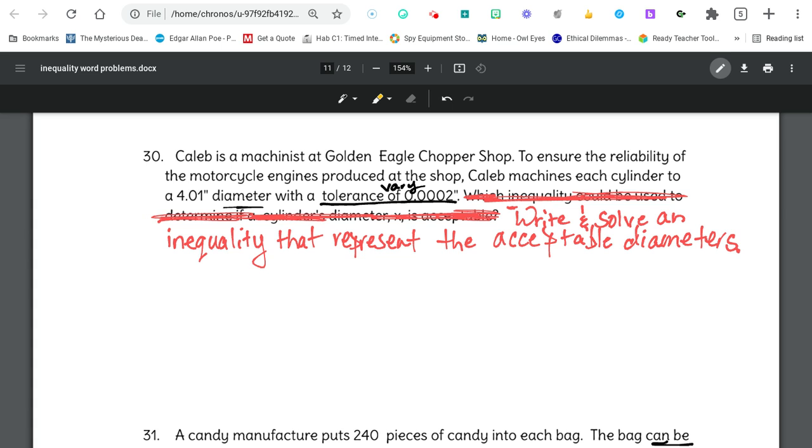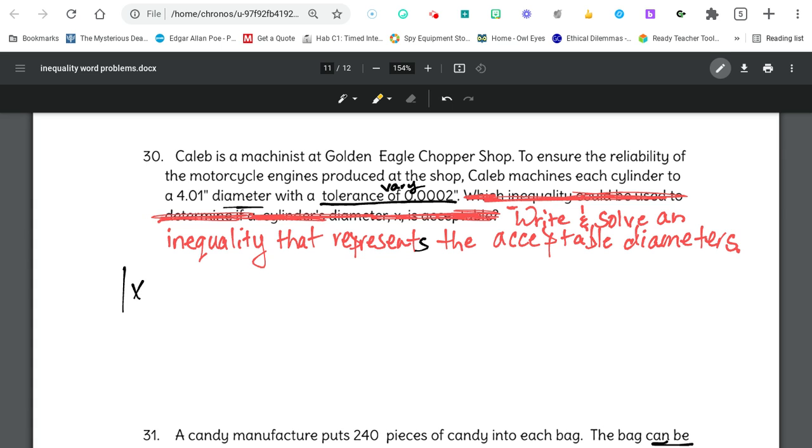But you really got to be careful when you're making parts. If you're doing a thing that varies by a lot, you're going to have a defective engine, or that can cause accidents. All right, write and solve an inequality that represents the acceptable diameter. So let's take a look.